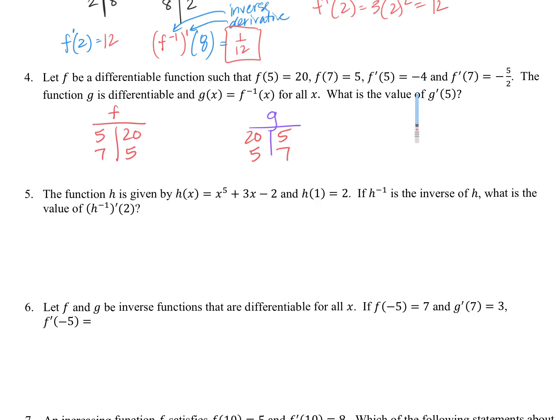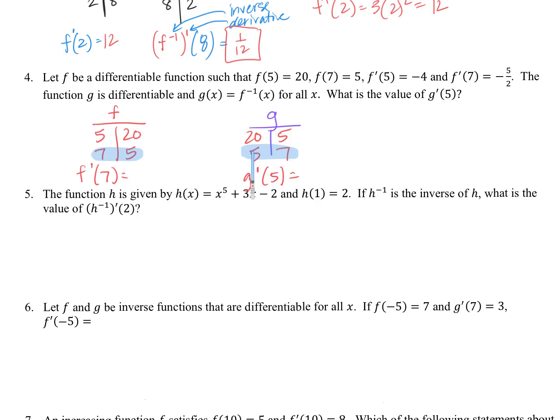They did give us, okay. So they want to know what is g prime of 5. They want to know the inverse's slope when x is 5. Do you agree (5, 7) is the inverse point of (7, 5)? So I need to go find this guy's slope, not f prime of 5, even though that 5 would match this 5. They did that on purpose. We need to find f prime of 7 and take the reciprocal of that.